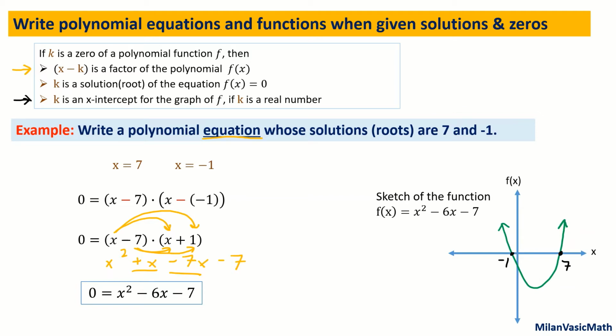And we know the y-intercept is -7. I could also mark that, but there it is. Just keep in mind that if you're asked for an equation, it should be set equal to 0, like you see there. And if you're asked for a function, you should have f of x equals that expression, or just y.